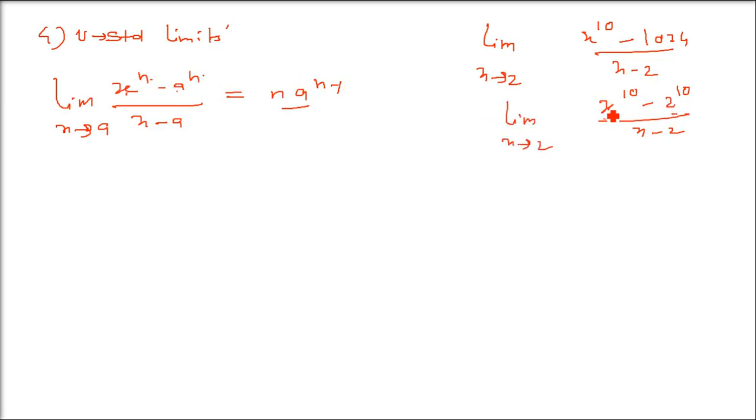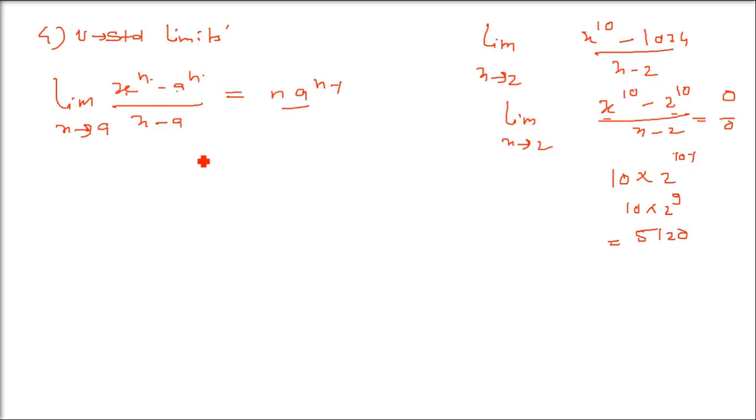So if you say x tends to 2, if you put x as 2, it will be 0 by 0, 2 to the power 10 minus 2 to the power 10 divided by 2 minus 2. So what we do, we'll use the standard result which we already have. So n is 10, a is 2, so 10 times 2 to the power 10 minus 1, 2 to the power 9. So 10 times 2 to the power 9, this is what we are going to use, and that is going to be 5120.